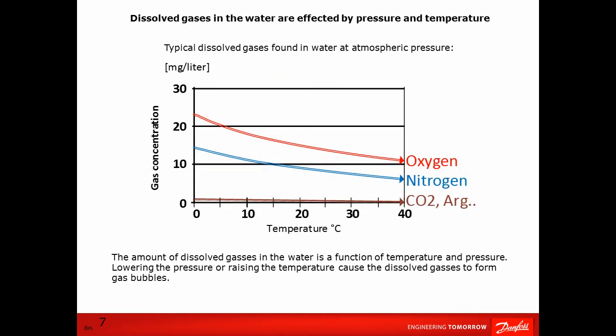The graph shows the concentration of dissolved gases as a function of the water temperature. You can see that the concentration of dissolved gases drops as the water temperature increases. The pressure also affects the concentration of dissolved gases. The values in the graph are based on an ambient pressure of 1 atmosphere. As long as the gases are dissolved, they do not cause problems.